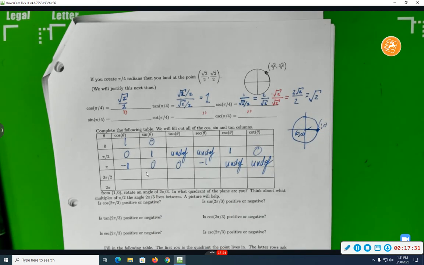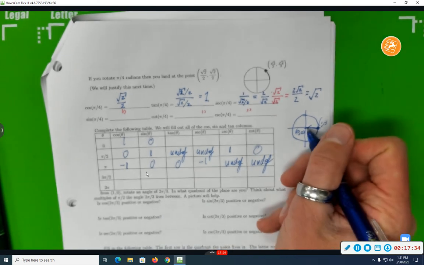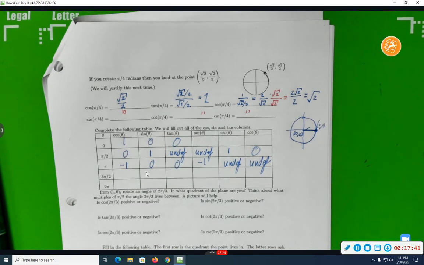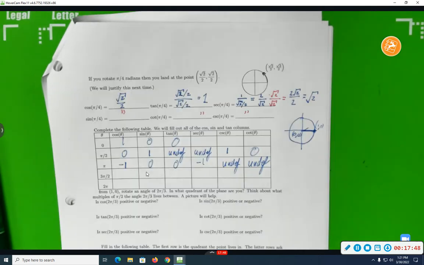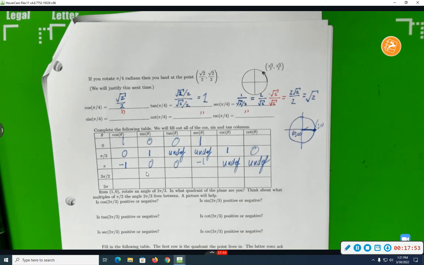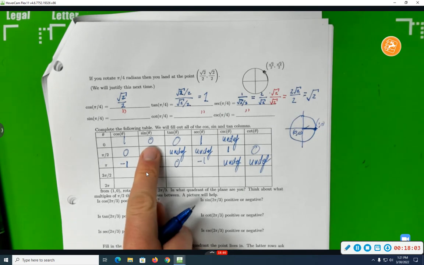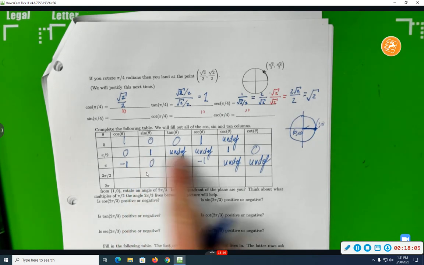And maybe we'll think about tangent in terms of slopes this time. What's the slope of this horizontal line? So tangent is 0. What's the secant? It should be 1 over 1, which is 1. Cosecant? You have to divide by y, but y is 0. Cotangent?